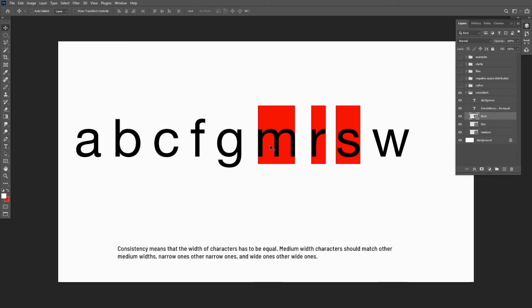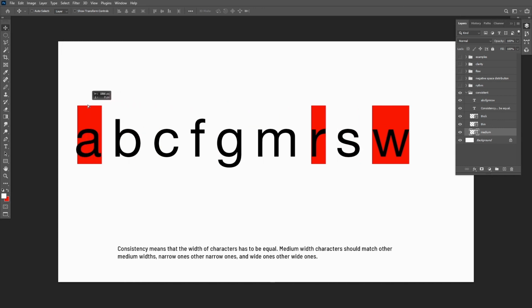And then we have two letters which are wide, the M and the W. So if I take this here and move it over to the W, again, it's going to be the same width. So, to come back to here, medium letters should all have the same width or very close. Narrow ones should have the same width, and then the wide ones should have the same width as well, and that is called consistency, and that is a criterion that you really need to pay attention to when you are looking for a font.